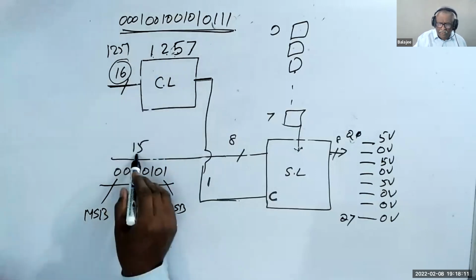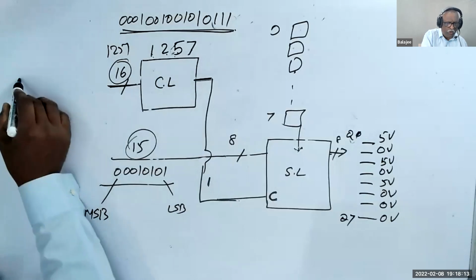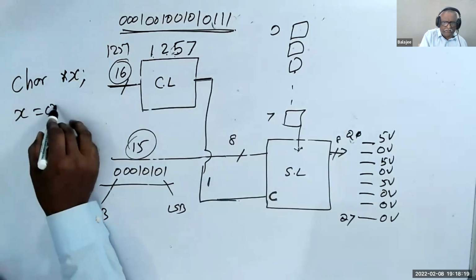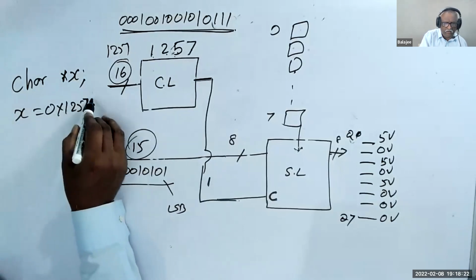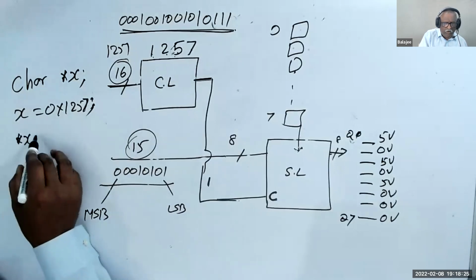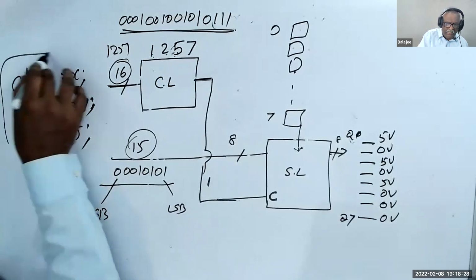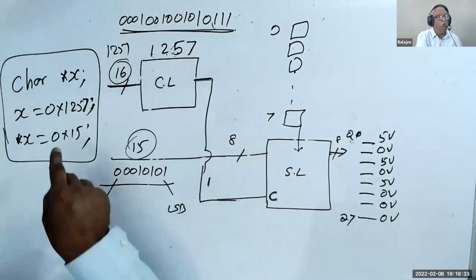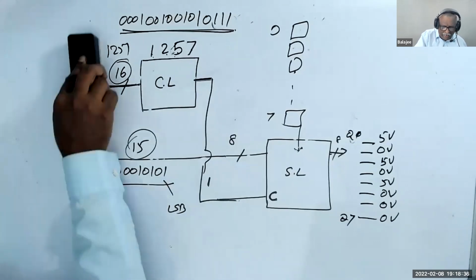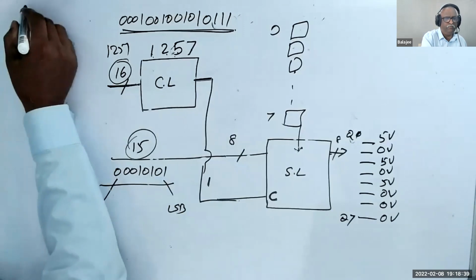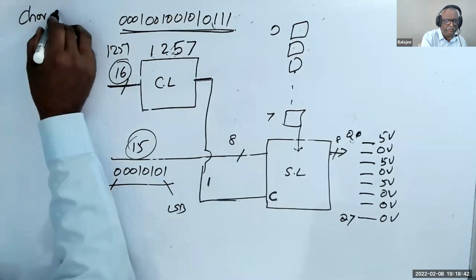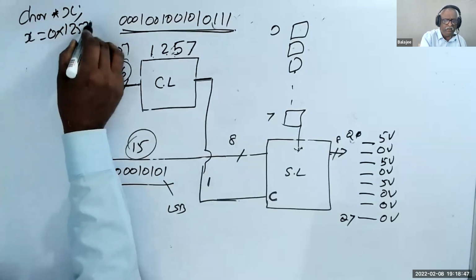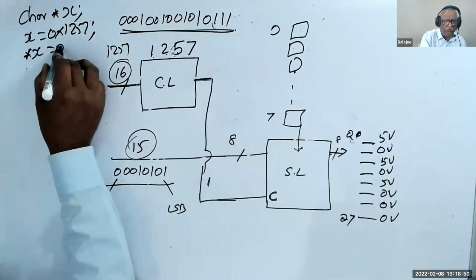1257 and 15. That is what your program does. char *x; x = 0x1257; *x = 0x15. Do you understand these 3 lines? These 3 lines are what is giving it. Now let me give you one more clue. What is happening? I write this program here: char *x; x = 0x1257; *x = 0x15. Am I right?